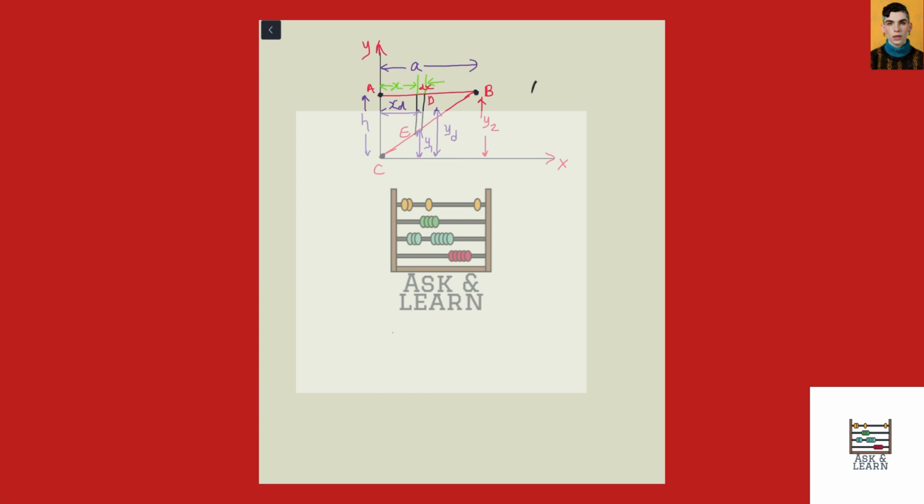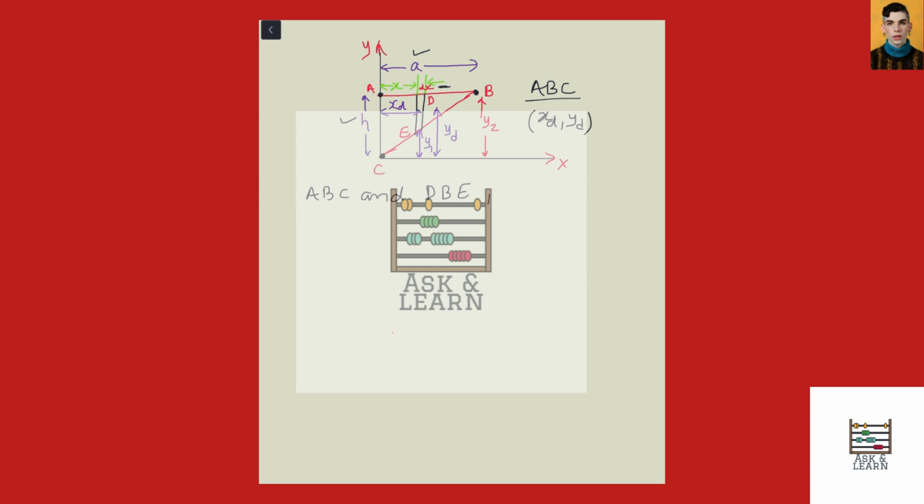So in this question, we have a geometry ABC, which I have drawn here, having height h and length along the x-axis is a. I have taken an element of width dx here, and the center of this element is located at xd comma yd.